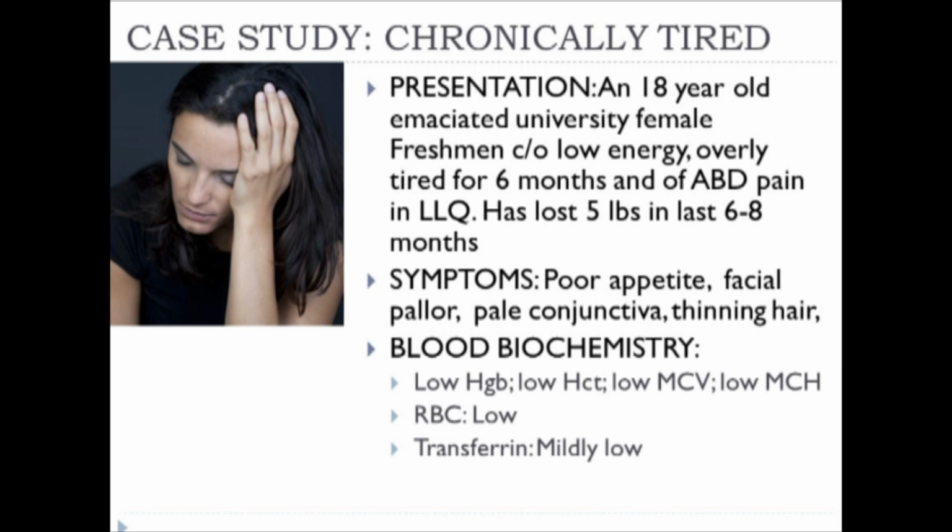Next, we have a case of a young lady, 18 years old, emaciated, university female freshman, complains of low energy, overly tired for 6 months, and with abdominal pain in the lower left quadrant. She's lost 5 pounds in the last 6 to 8 months. The general symptoms are poor appetite, facial pallor, pale conjunctiva, thinning hair. Her blood chemistry indicates low hemoglobin, low hematocrit, low MCV, and low MCH. Her red blood cell count is low, and her transferrin is mildly low.